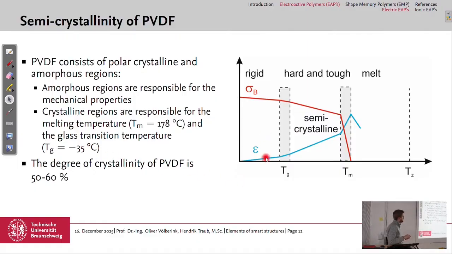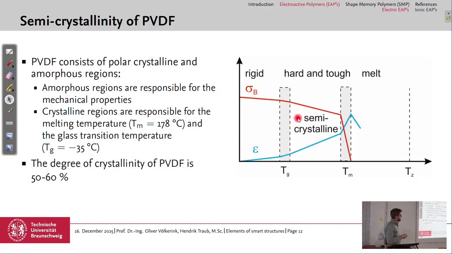And here you can see in this diagram, here's the temperature. We have here the glass transition temperature, and here the melting temperature. So this is the failure strength, or the strength of the material, and this is the failure strain. So very low failure strain and high strength. So the material is really stiff below the glass transition temperature.